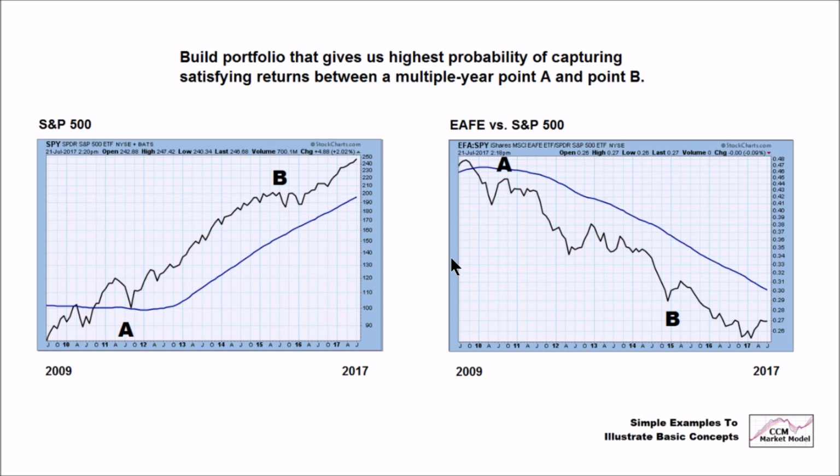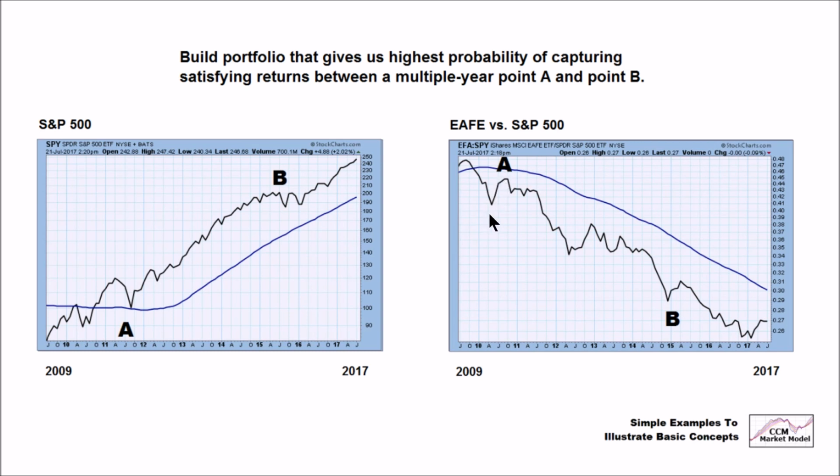Now let's view these charts within the context of some of the goals of the market model. As we've said for numerous weeks and months, our goal is to navigate from a point A to a point B. So we want to build a portfolio that gives us the highest probability of capturing satisfying returns between a multiple year point A and point B. That's an objective in the present day market because we currently have strong trends in place. We will manage against this objective as long as the data that we have in hand tells us that we have a probability of having a multiple year move from a point A to a point B.